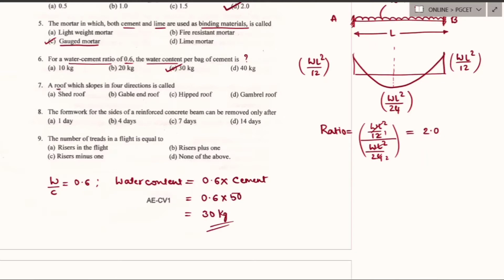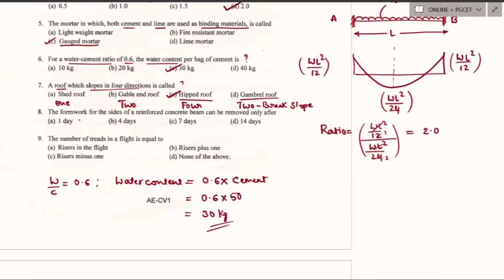Question number 7. A roof which slopes in 4 directions is called. A roof sloping in 4 directions is called hipped roof. Option C is the right answer. Shed roof is a roof where the slope spans in one direction. Gable end roof is a roof which slopes in two directions. Gambrel roof is a type of roof which slopes in two directions, but there will be a break in slope. So, a roof which slopes in 4 directions is hipped roof.